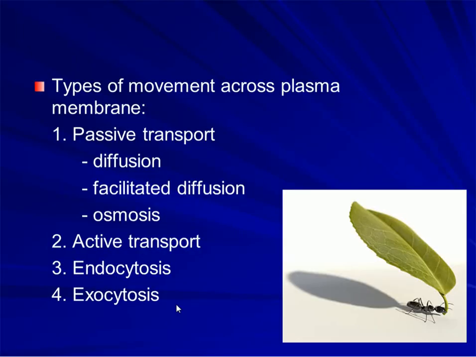There are 4 methods. The first is the passive transport. Under passive transport, you have diffusion, or we call it simple diffusion, facilitated diffusion, and osmosis. The second method is called active transport. The third is endocytosis, and the fourth is exocytosis. Now, first of all, let's look at what are the differences between the passive transport and also the active transport.